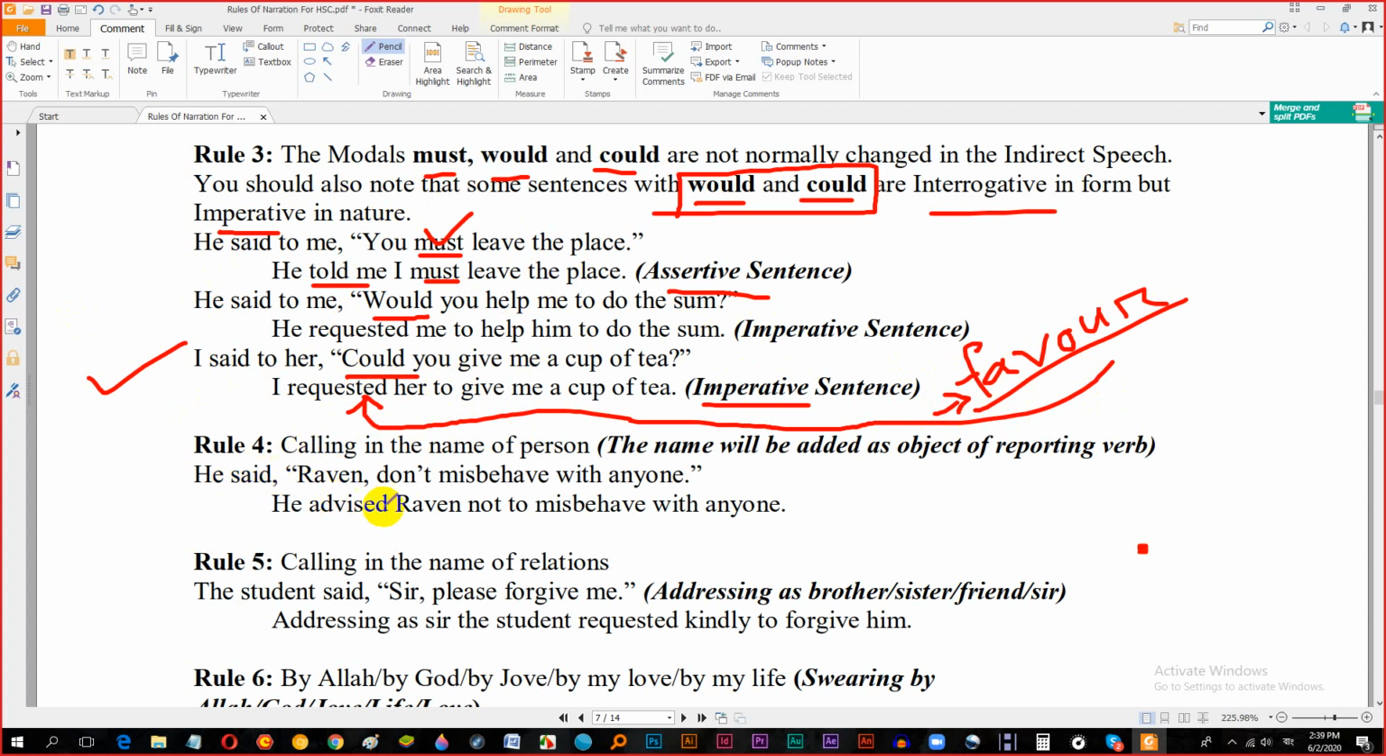Okay, then rule number 4. Calling in the name of person. So the name will be added as object of the reporting verb. We have read it before, I think. For example, he said, Raven, don't misbehave with anyone. Here we find someone's name, so we are using the name as the object of the reporting verb. This is the reporting verb and this is the object of the reporting verb.